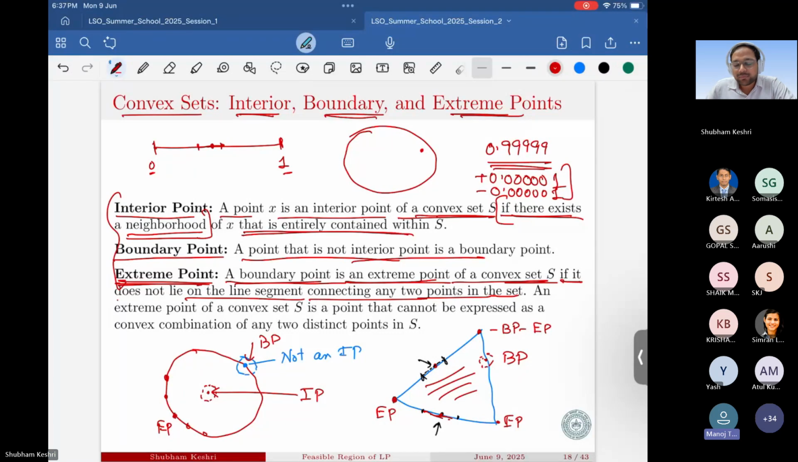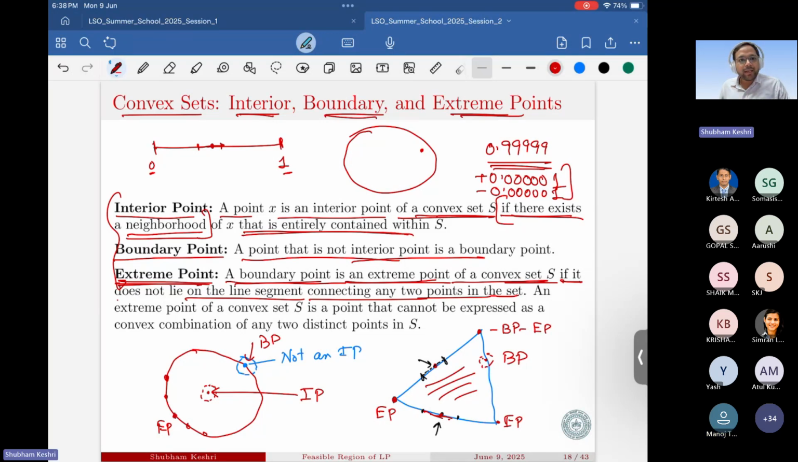Yes, sir. In the case of a triangle, you said a boundary point can be an extreme point also, right? An extreme point is a subset of the boundary points. And in the case of a circle, you have written extreme point and boundary point also. Can a boundary point also be an extreme point? In a circle, all boundary points are extreme points. Okay, got it, sir. Thank you.